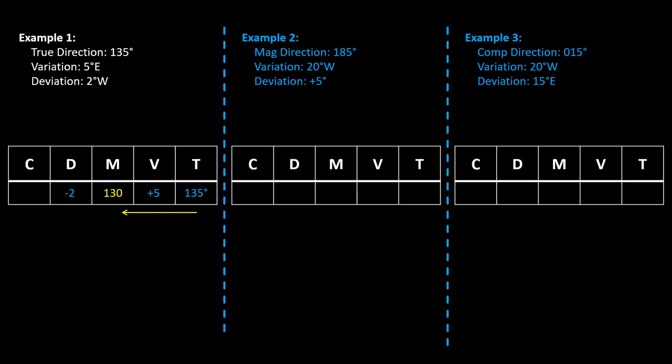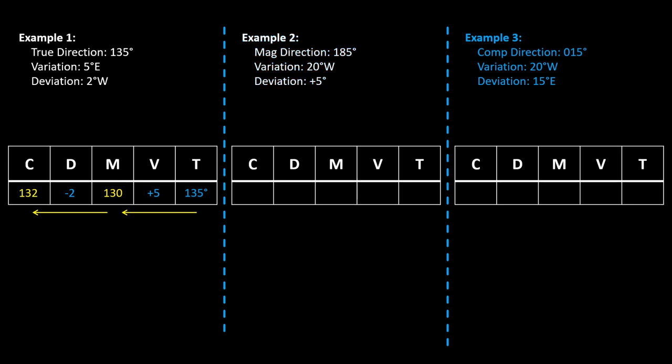Next, we need to convert from magnetic to compass. We are calculating in reverse. Instead of 130 minus 2, we calculate 130 plus 2. Thus, compass direction is 132.